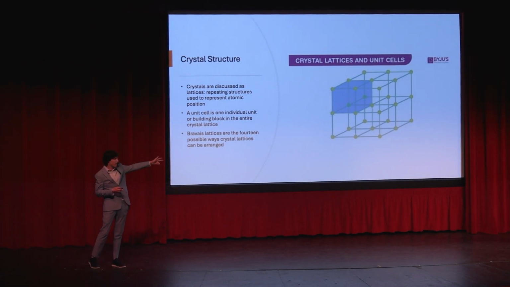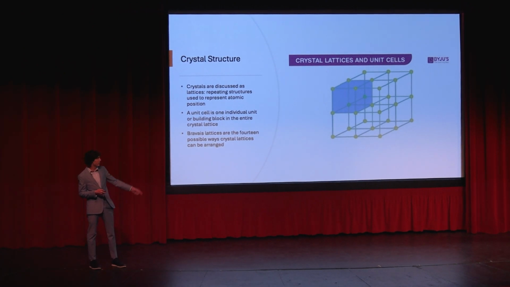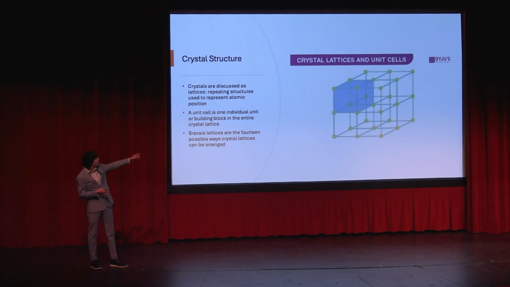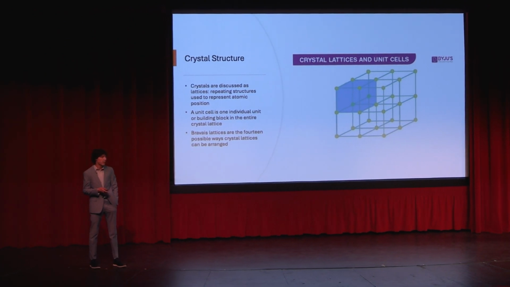So we talk about crystals in terms of lattice structure, and this little green structure is one lattice. Now, this blue highlighted region inside of this lattice structure is one unit cell. And then a Bravais lattice structure are the 14 different ways that these lattices can be arranged and found in the common world.